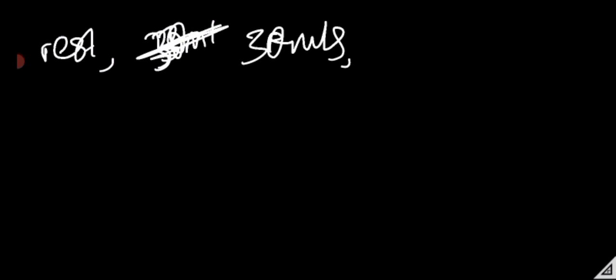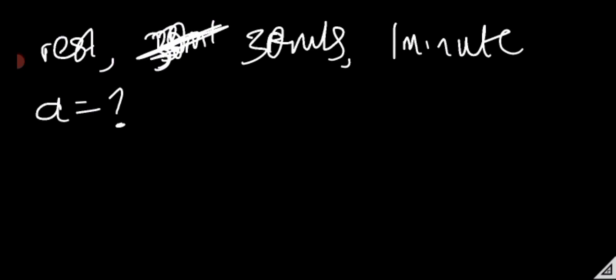Let's take the time to be, let's say, 1 minute. Calculate the acceleration. a is equal to unknown. So how do we find the acceleration here? Now listen, when you hear rest in physics, especially mechanics, it means that the initial velocity of that body was 0.